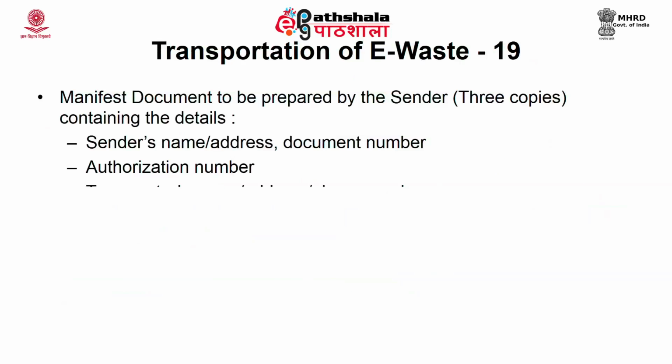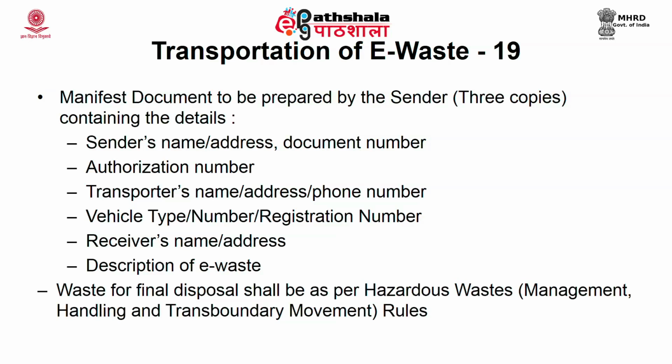Rule 19 talks about the transportation of e-waste. Before transporting the e-waste, the first responsibility is that e-waste is transported in a manner which is environmentally sound. But before sending the waste for transportation, a manifest document is required to be prepared in 3 copies. It should contain the sender's name, address, document number, authorization number, transporter's name, address, phone number, receiver's name, address, description of e-waste, vehicle number, vehicle type, and vehicle registration number. All these things are required to be there.